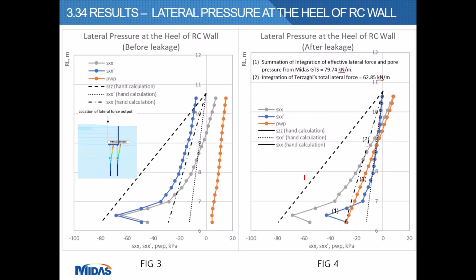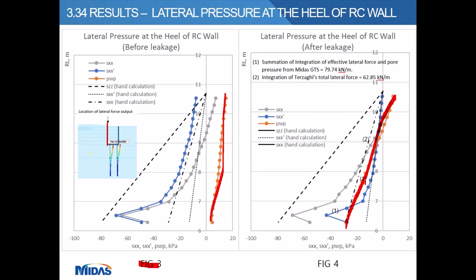And this is a plot of stresses in the field at the heel of the RC wall, before the leakage in figure 3 and after the leakage in figure 4. The pore water pressure is represented by the orange line and is initially negative in the field, and it turns positive after the leakage.